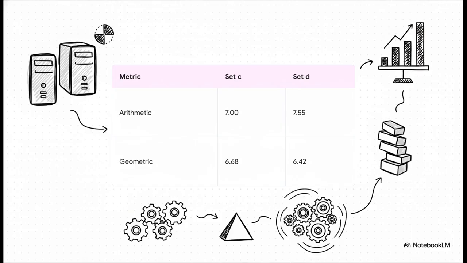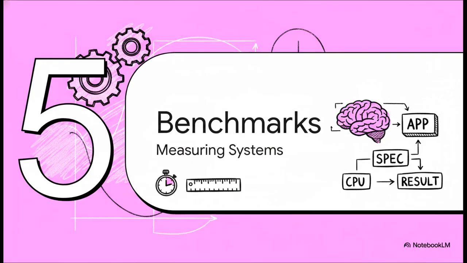Well, in performance testing, the arithmetic mean can be heavily skewed by just one or two extreme outlier values. The geometric mean, on the other hand, gives proportional weight to all the values in a dataset. It's so much better because it provides consistent, reliable results when you're trying to measure the relative performance of two completely different machines. Which brings us to Section 5, benchmarks and measuring actual systems.